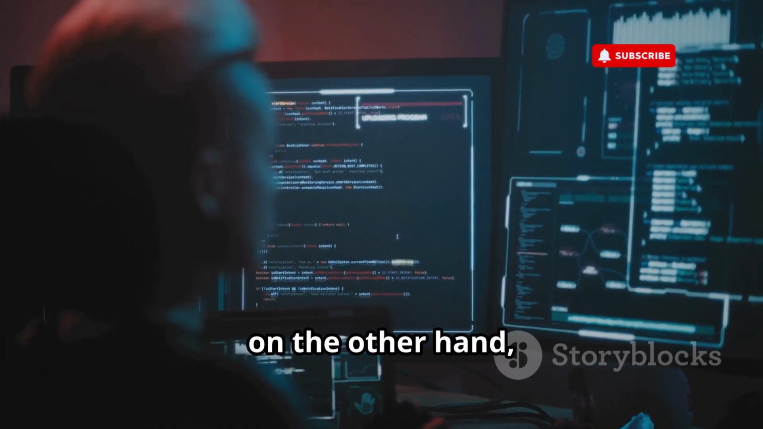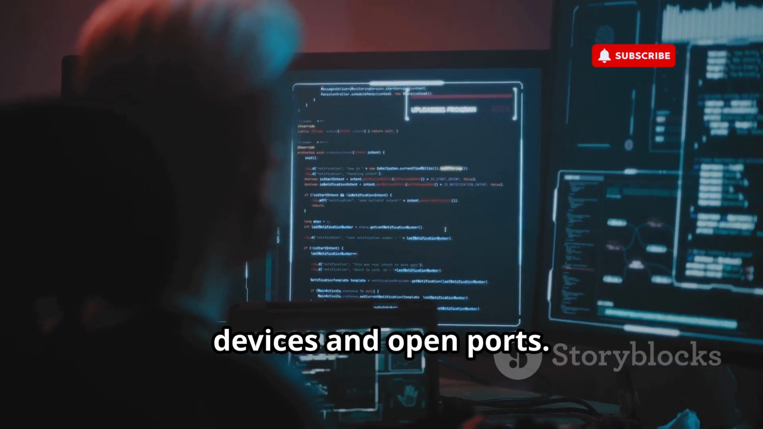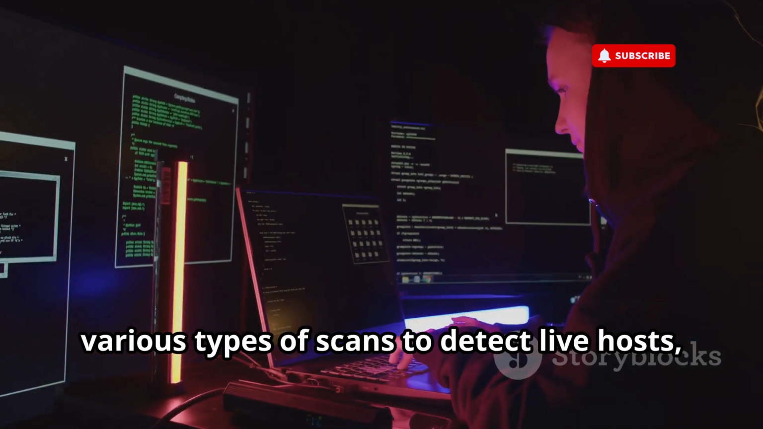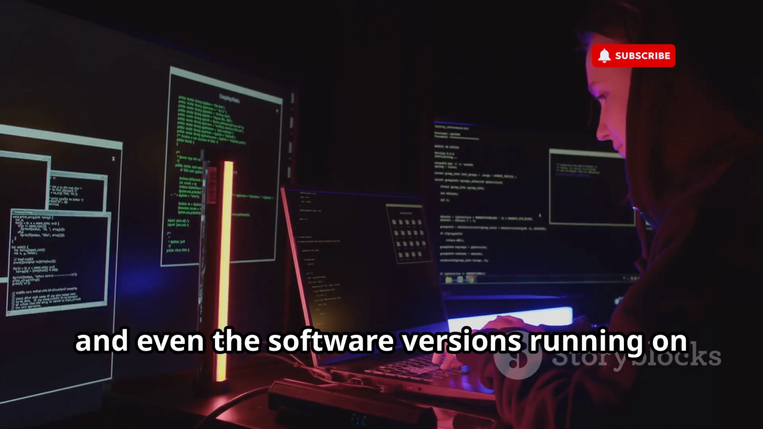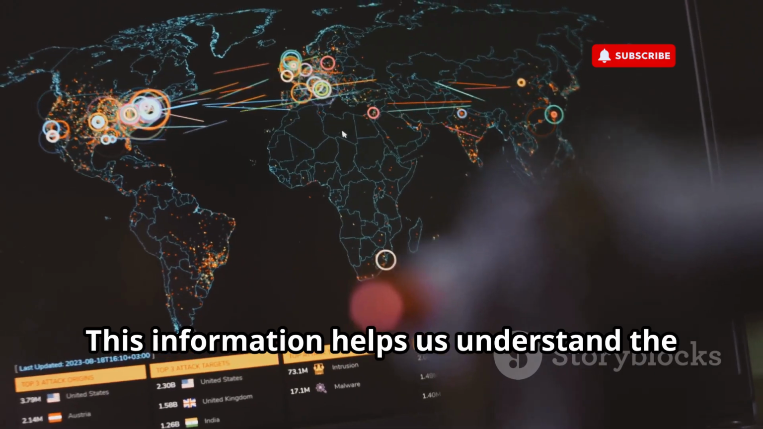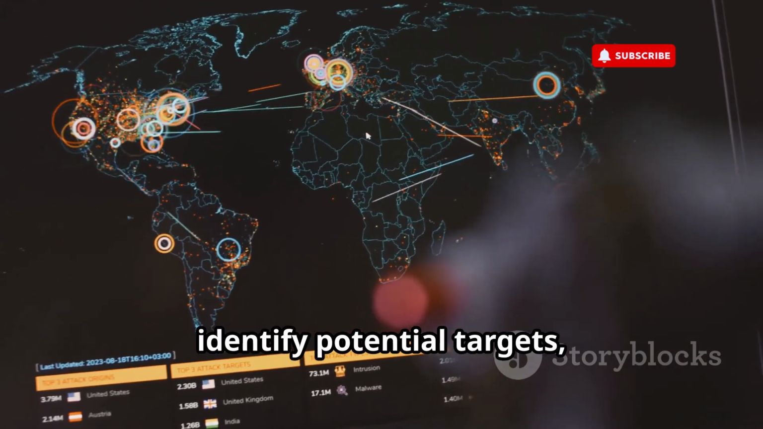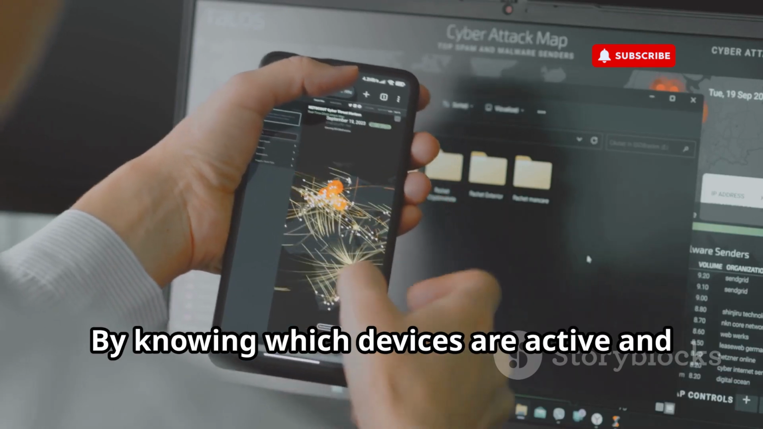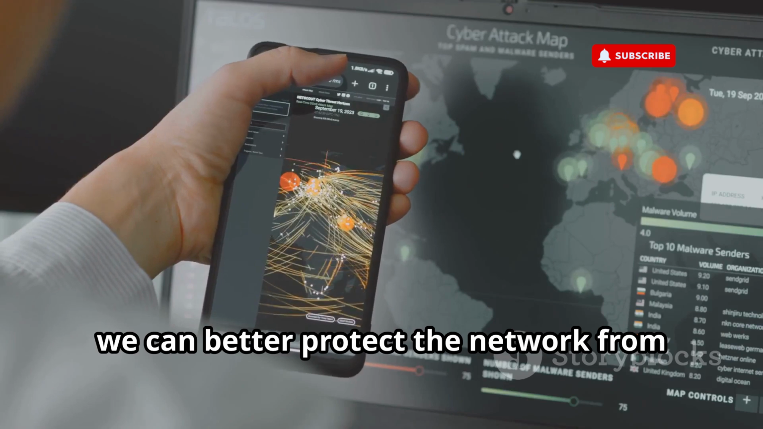Nmap, on the other hand, allows us to scan networks for active devices and open ports. Nmap is a versatile tool that can perform various types of scans to detect live hosts, open ports, and even the software versions running on those ports. This information helps us understand the network structure, identify potential targets, and assess security risks. By knowing which devices are active and what services they are running, we can better protect the network from potential threats.